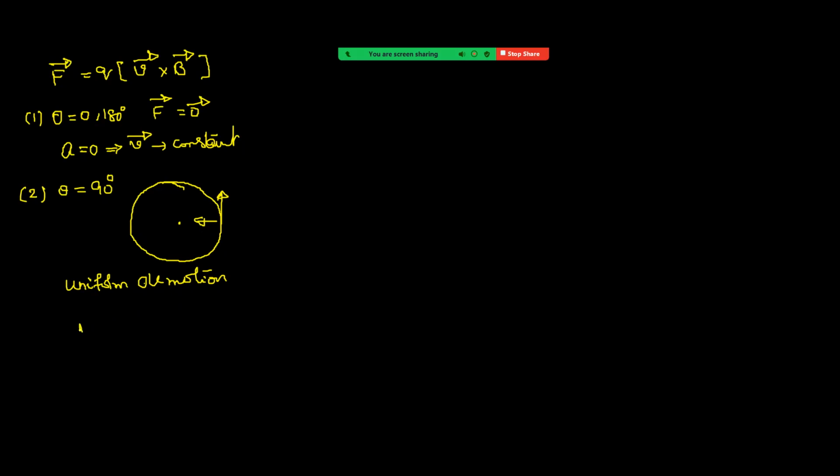So I'm writing here, centripetal force equal to mass into centripetal acceleration. Now magnetic force is QVB because angle is 90. That is equal to M times centripetal acceleration, which is V square by R. From this we can write radius of that circle is equal to MV upon BQ. Right?